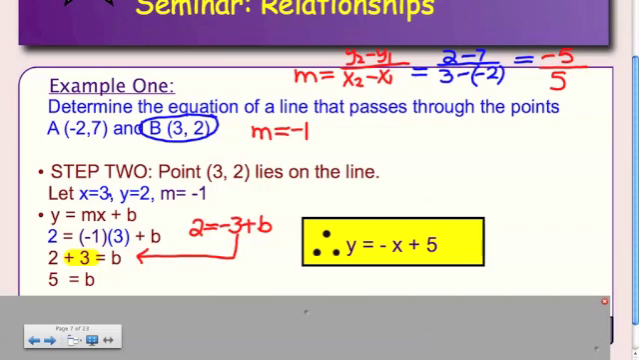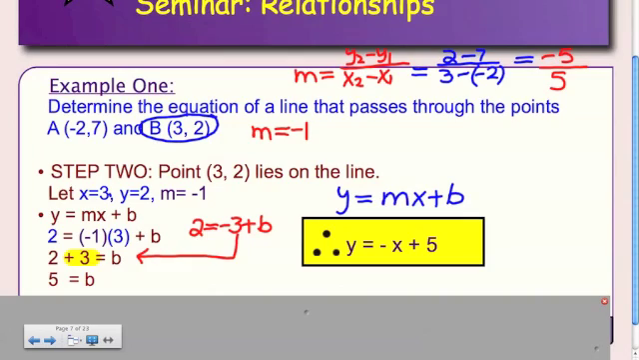So once you know that b is equal to positive 5, we can substitute the terms back into y is equal to mx plus b. Instead of b, I have positive 5. Instead of m, I have a negative 1. So the final equation is y is equal to negative x plus 5.